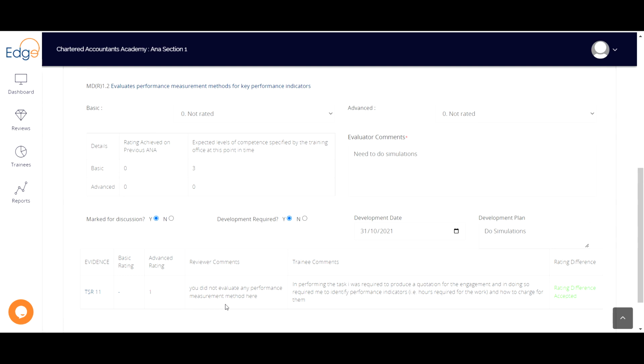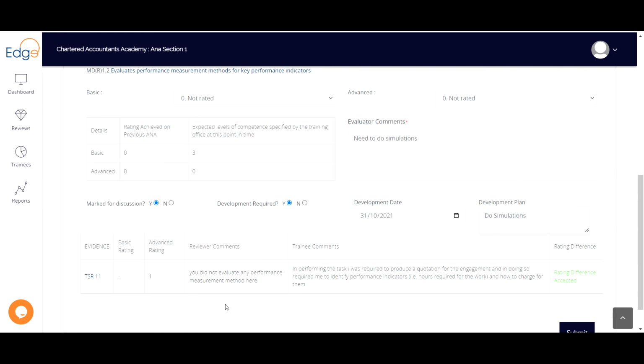So take note here, this is a residual skill, right? And the evidence which was submitted by the trainee was not accepted by the reviewer, and they gave them a 1. Hence a rating difference was generated, and then the trainee chose to accept this rating difference. Right, so also remember, this rating is taken from the reviewer's rating, not from the trainee's rating.